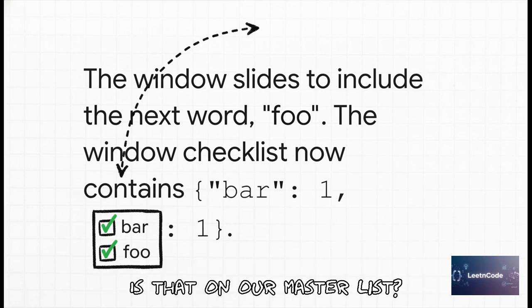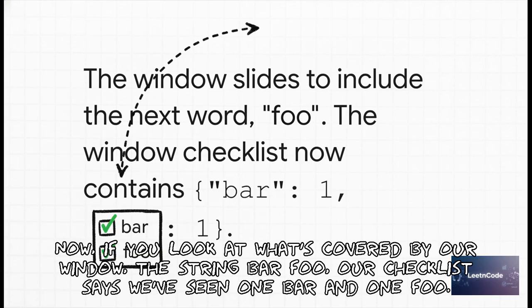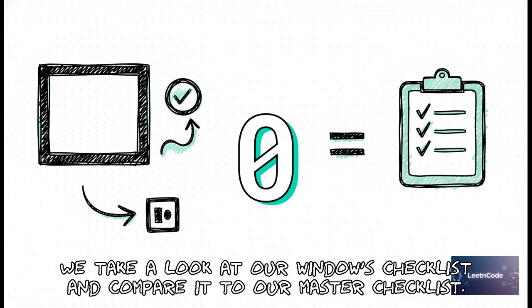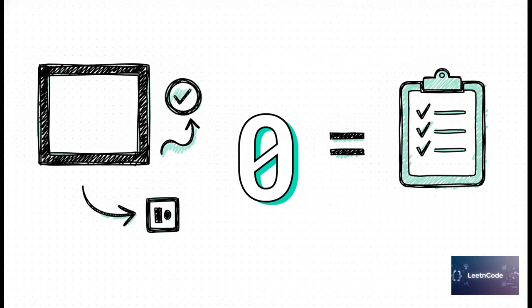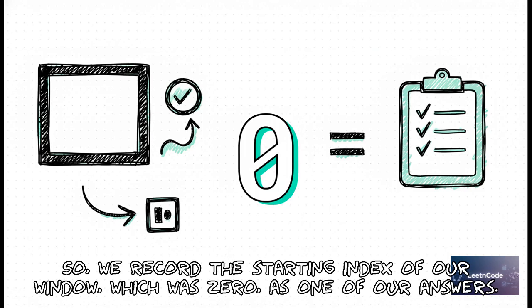Is that on our master list? Yep, so we add that to our window's checklist. Now if you look at what's covered by our window, the string bar foo, our checklist says we've seen one bar and one foo. And what do you know? We take a look at our window's checklist and compare it to our master checklist. They're a perfect match. That means we found a valid concatenation. So we record the starting index of our window, which was 0, as one of our answers.